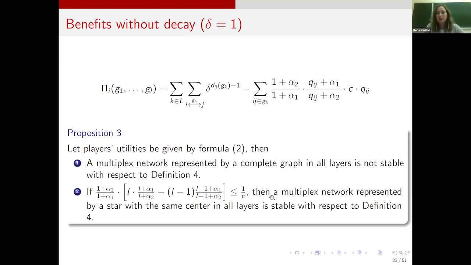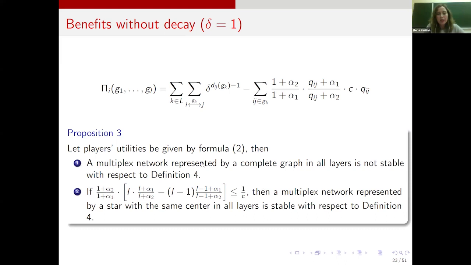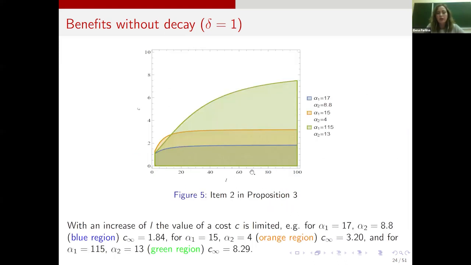If this condition is satisfied, then a multiplex network represented by the star with the same center in all layers is stable. And because this condition is not so nice, I will represent it on a graph. So you see here that for different parameter values alpha 1 and alpha 2, we get this colored area of stability. So we can see that it is not bad, because on the axes we have C, and C has a limit. And we represent here the limits of C for different values.